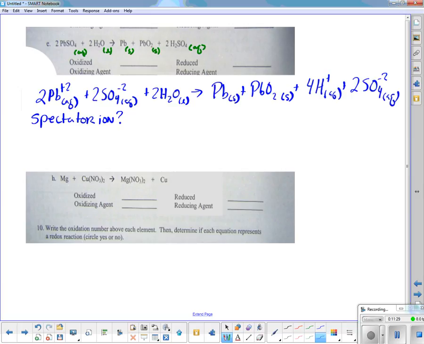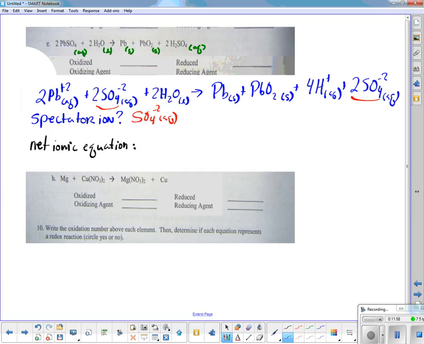Is there any that are exactly the same on both sides? The 2 SO4s are exactly the same on both sides. So this and this are my spectator ion. So I would just go SO4 2 minus AQ is my spectator ion. So then, to do my net ionic equation, I take out the spectator ion.